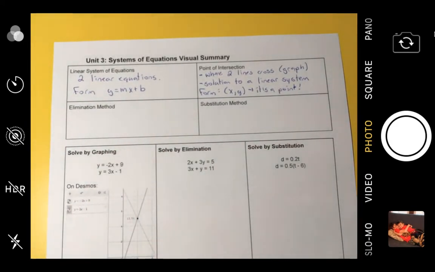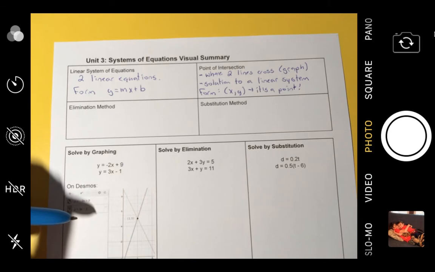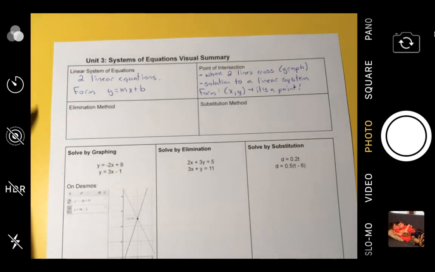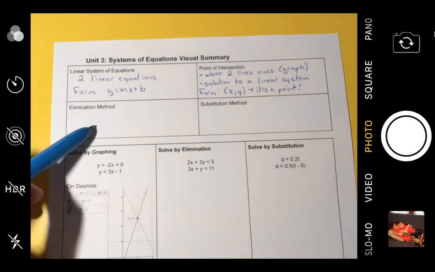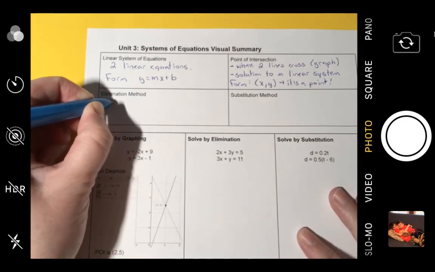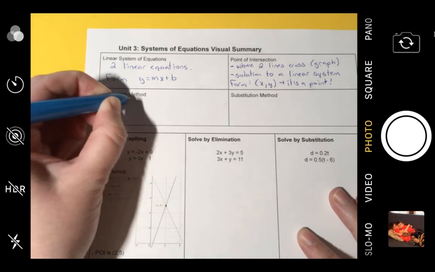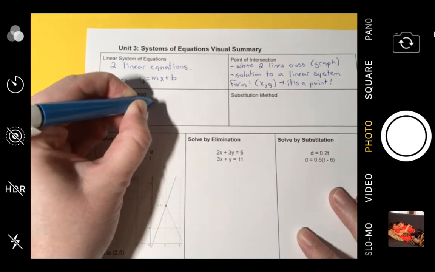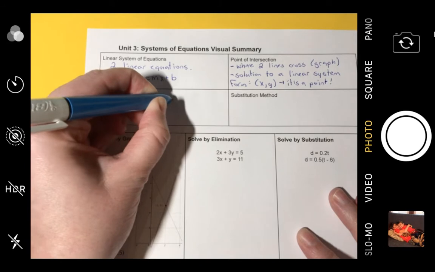So we did three methods. The first one was graphing. That's fairly self-explanatory because you're using a graph to find the intersection. Elimination, remember, this is the one where we added or subtracted equations.